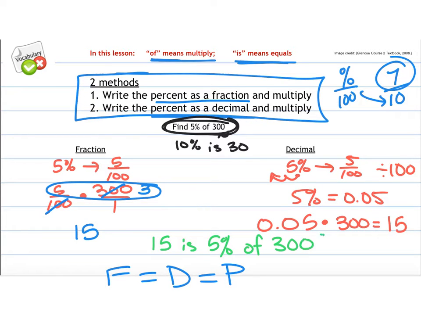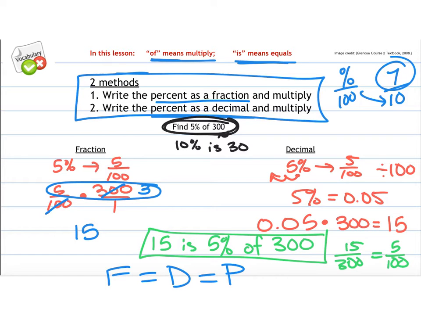And again, we decided 5% isn't very much. 15 out of 300 would then be equivalent to 5%, if you were to simplify those fractions. This whole thing is just going to be making connections based on what makes sense to you, based on what you know about the equivalencies between fractions, decimals, and percents.